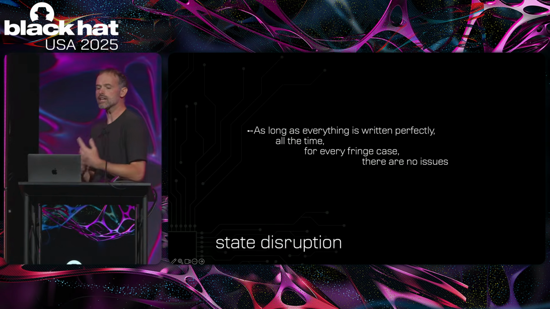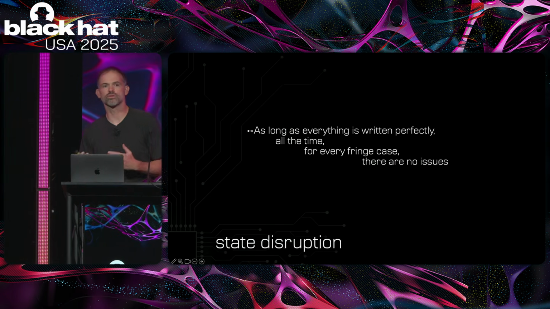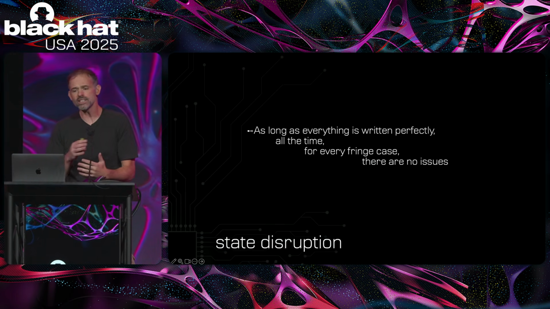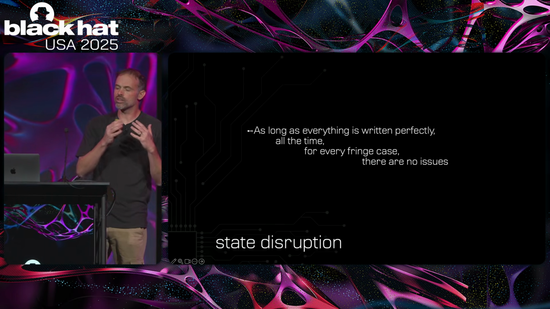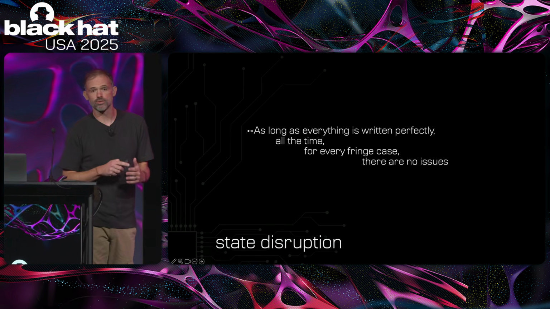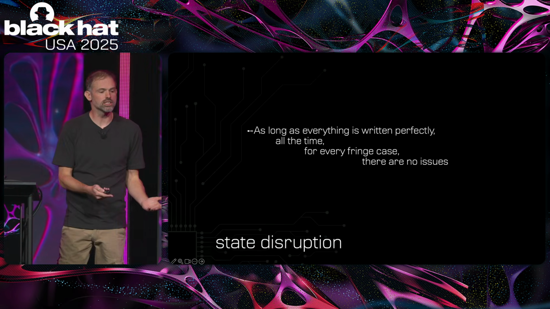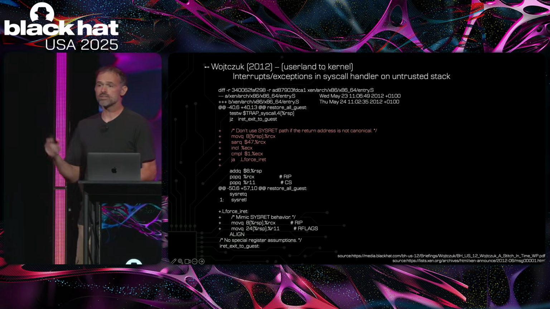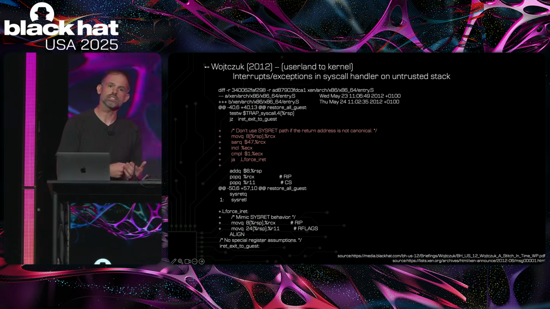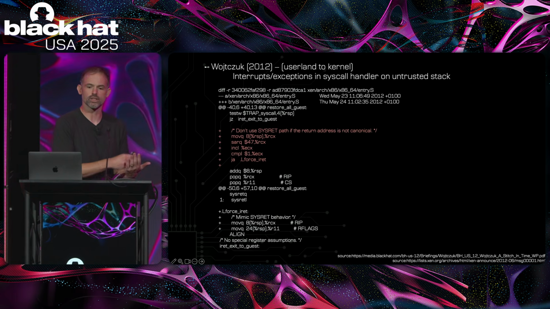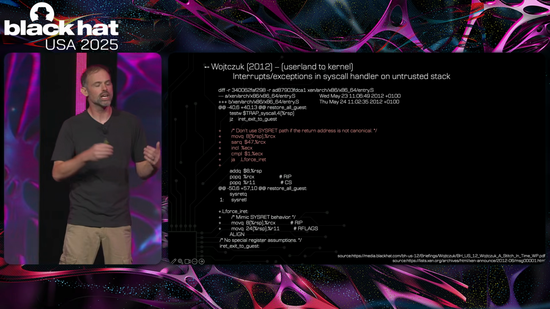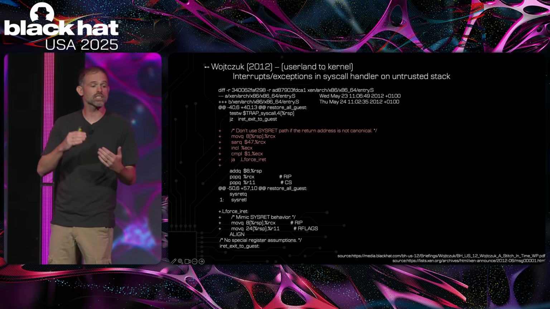Now, it turns out it's kind of hard sometimes to figure out exactly what can't be interrupted and what can be interrupted. But as long as you write all your code perfectly all the time for every possible fringe case, and there's no issues, it turns out that that makes difficulties arise. And we've seen time and time again different situations in which having an unexpected interrupt or an exception leads to privilege escalation.